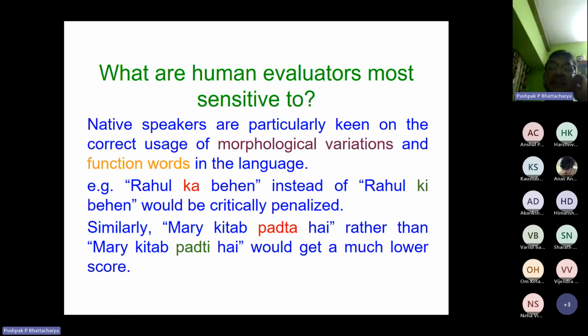So these two things let us remember. Native speaker evaluators are intolerant of morphological mistakes and function word mistakes. And they also tend to penalize adequacy if the fluency is bad. And the opposite is normally not seen. If the adequacy is low, fluency is not given a low value influenced by adequacy.